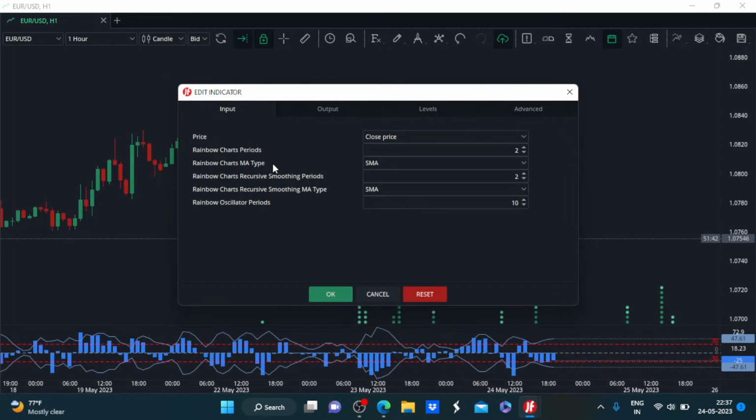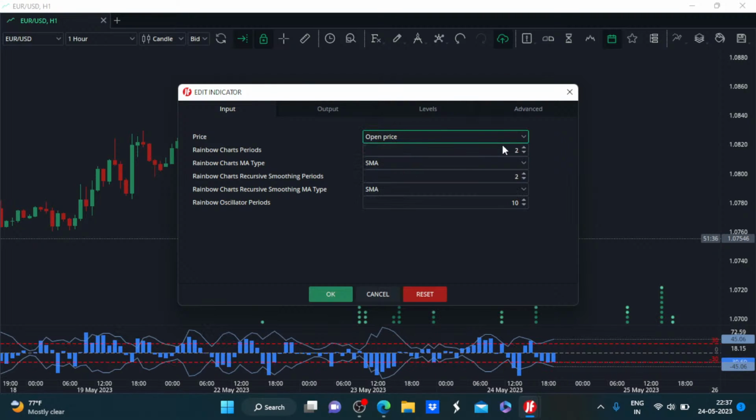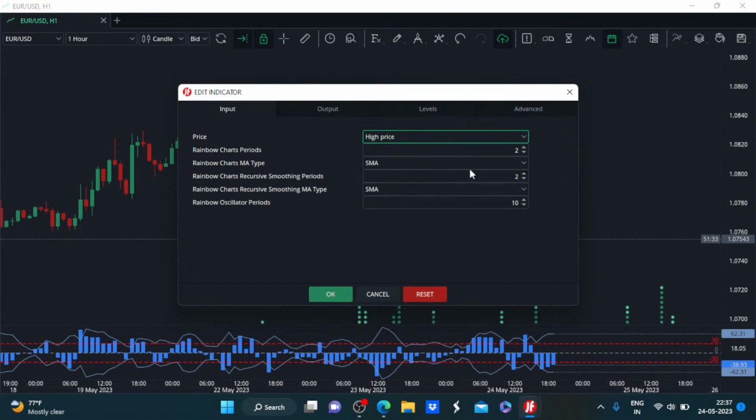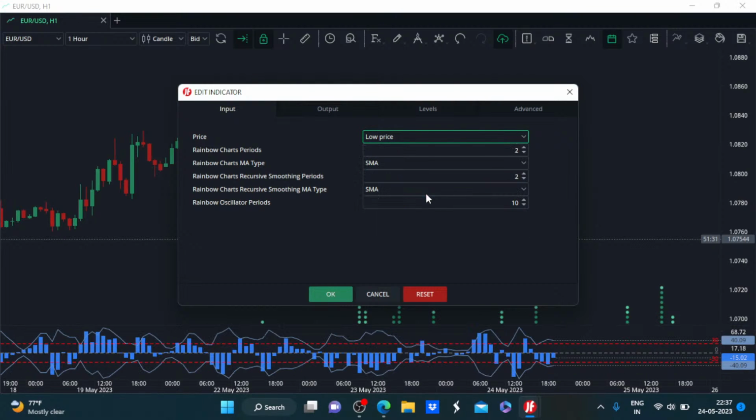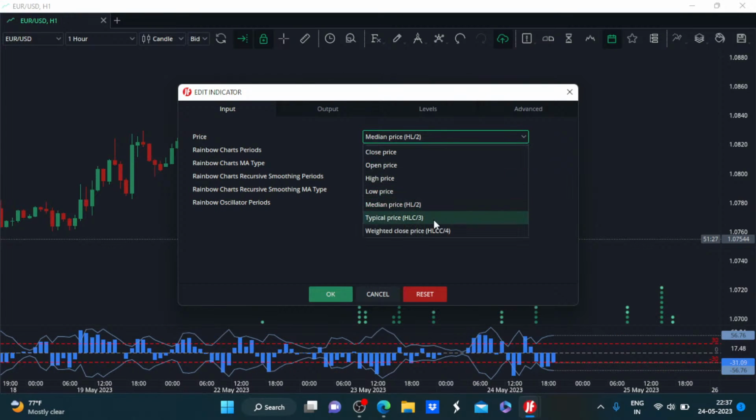Now let us look at the customization options available on the platform. We can go for different types of applied prices. So depending on the applied prices, you will have slight deviation in the plotting of the instrument.